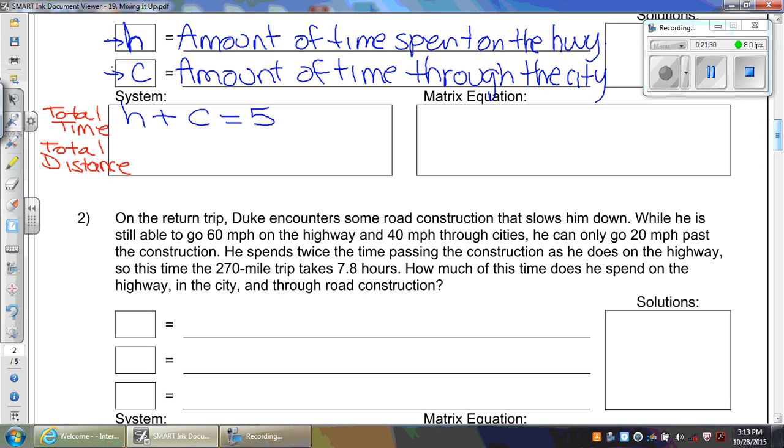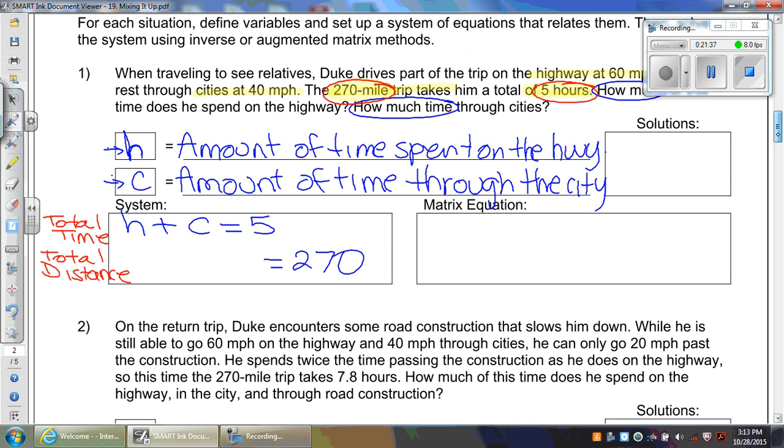We know that the total distance is 270 miles. What is the speed driving through the highway? 60. So 60 times the time driving through the highway. We don't know what the time is, but we have a variable for that, so it will be 60H. Plus, what is the speed driving through the city? 40. And the time, we don't know what it is, but we're going to call it C.